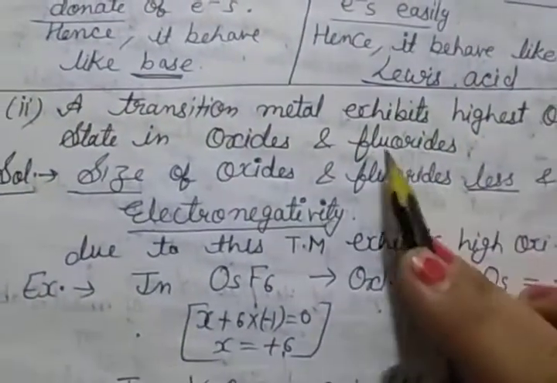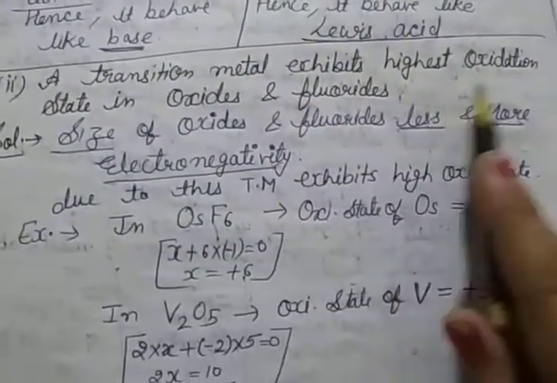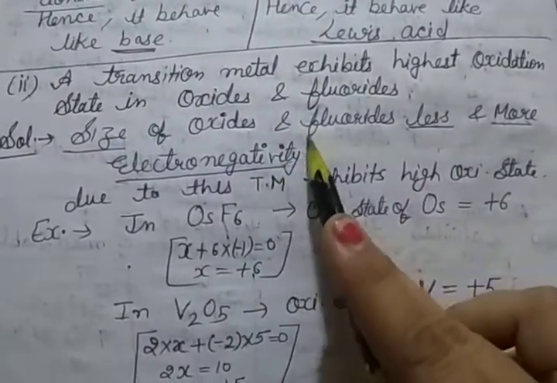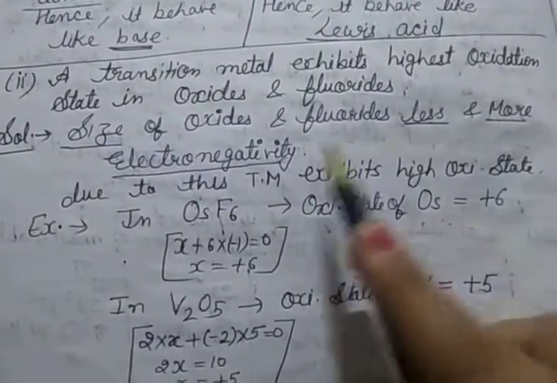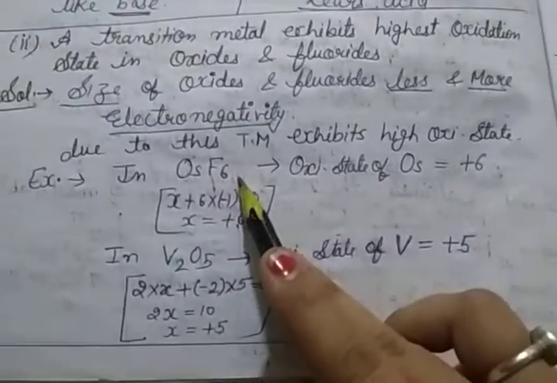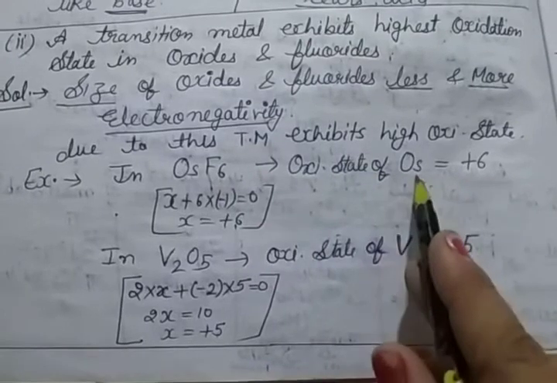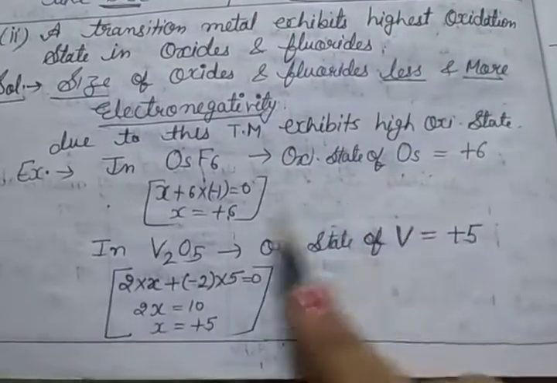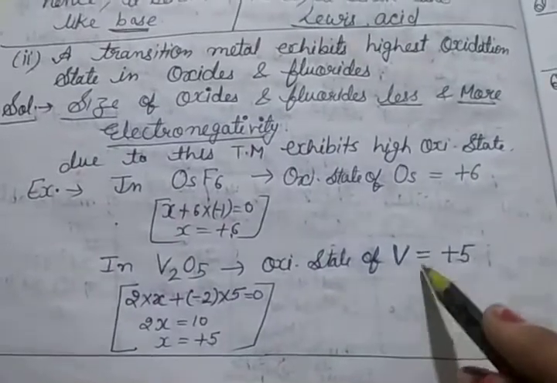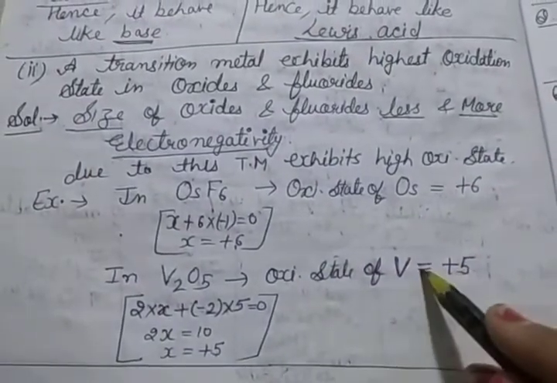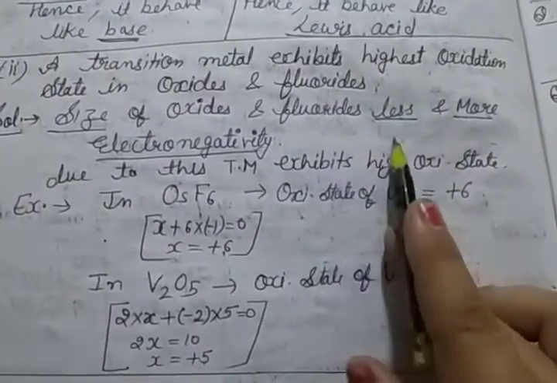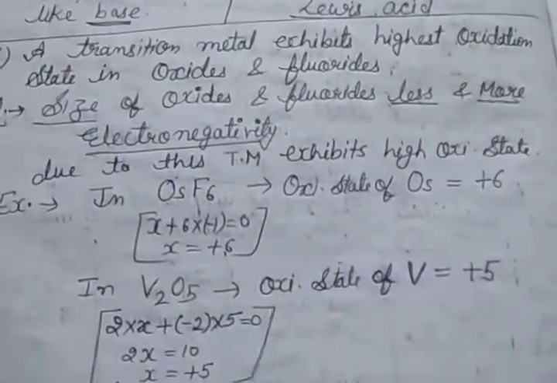Then next, transition metals exhibit higher oxidation states in oxides and fluorides. You already know that oxygen and fluorine are small and highly electronegative. For example, OsF6: the oxidation state of osmium is +6. And vanadium pentaoxide: here the oxidation state is +5. So the highest oxidation state is exhibited because oxide or fluoride has small size and high electronegativity.